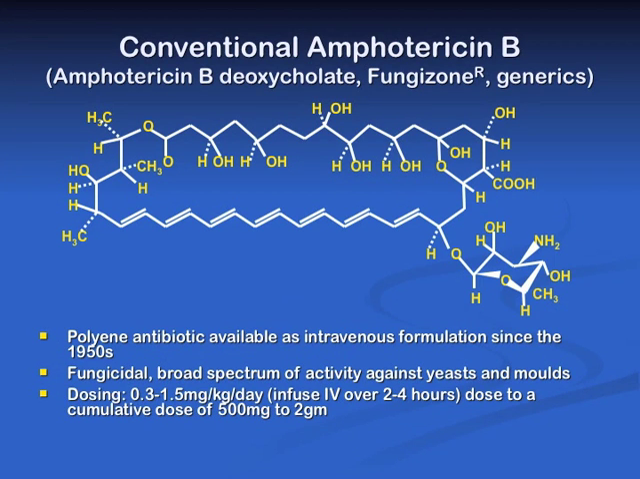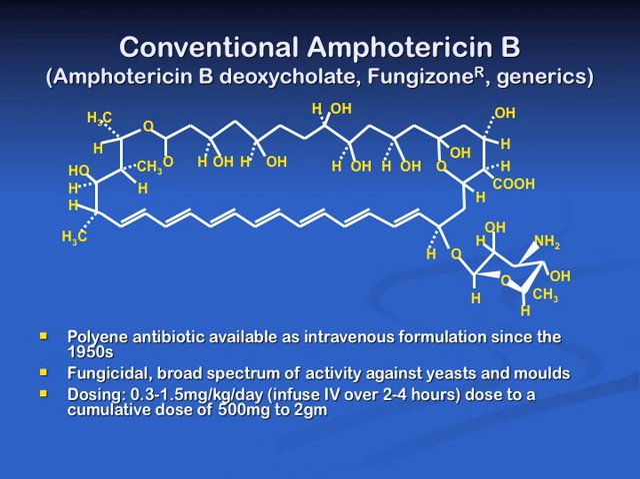World doesn't work that way, unfortunately. Okay, well, starting with conventional Amphotericin B, or Amphotericin B deoxycholate. This is a polyene antifungal which has been available as an IV formulation since the 1950s. It's fungicidal. It has a broad spectrum of activity against most of our yeasts and molds, and conventional Ampho B can be dosed as low as 0.3 milligrams per kilogram per day for like a Candida albicans in the urine, up to like 1.5 mg per kg per day for mold.